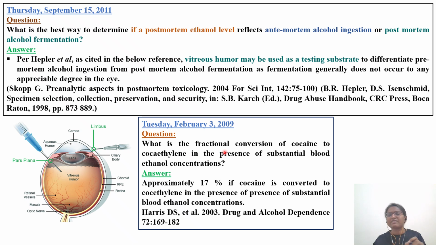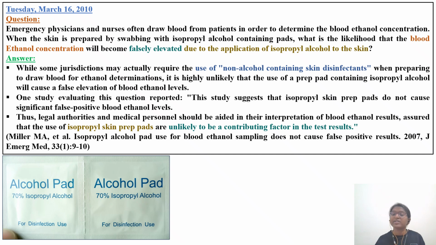Next question is, what is the fractional conversion of cocaine to cocaethylene? So we have two more questions on ethanol with cocaine. In the presence of substantial blood alcohol concentration, approximately 17% of cocaine is converted to cocaethylene. In the Goldfrank textbook it is very clearly given. When alcohol is combined with cocaine, cocaethylene is formed, which acts as a synergistic or potentiating action.